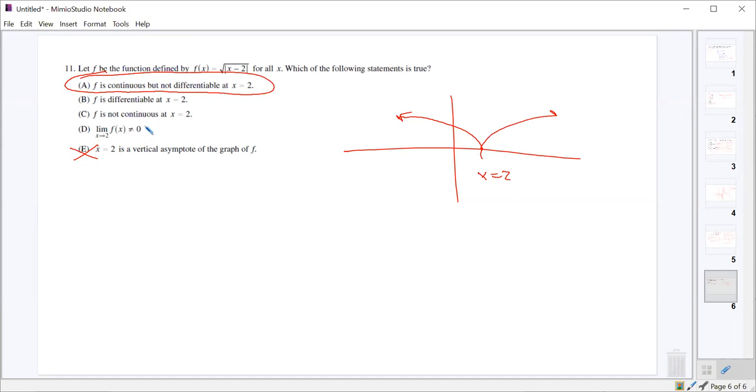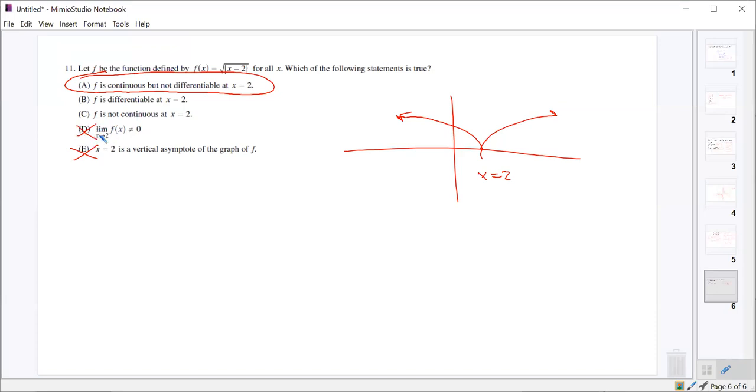Well, I mean, if I plug in 2, I get 0, right? And I can plug in a number less than 2, and I can plug in a number greater than 2 because its absolute value makes everything positive. And so it seems like there's no reason why that limit shouldn't be 0, and it is.